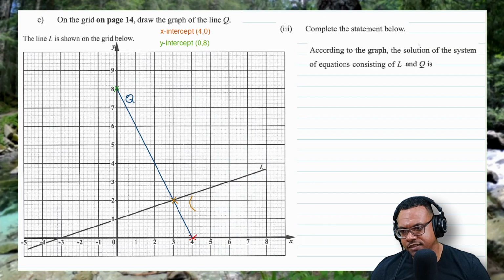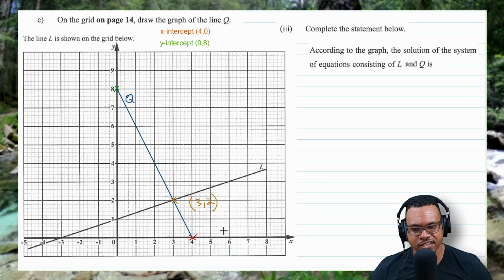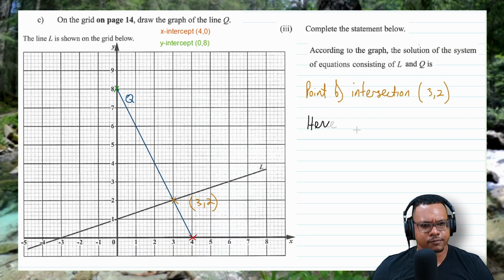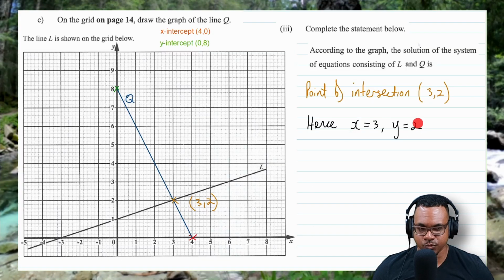And the coordinate of that point here would be, we have 3 on the x-axis and 2 on the y-axis. So that will be (3, 2), the point of intersection. So I just wrote out that my point of intersection was (3, 2). So hence, we'd have x is equal to 3 and y is equal to 2. That's because the x component of our point of intersection was 3, so that's why we have 3 here, and the y component was 2, so that's why we have 2 here. And of course, this would be the solution of the simultaneous equations consisting of the line L and Q.